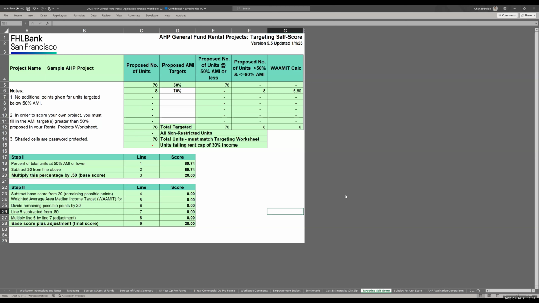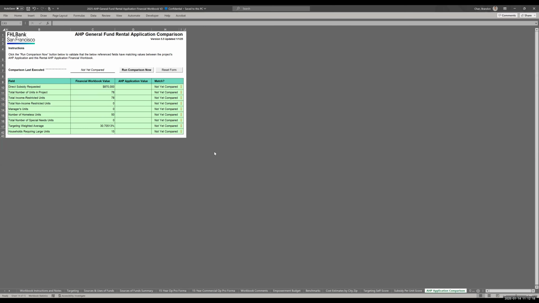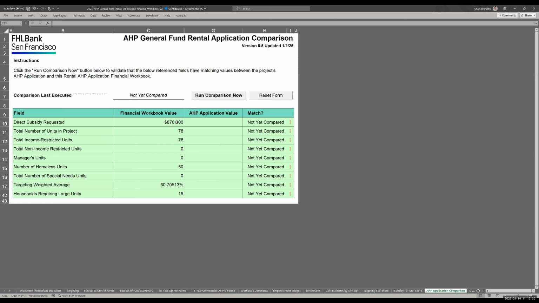Next, we'll look at the AHP application comparison. This worksheet is intended to help you maintain consistency between data in the application and data in the financial workbooks. When you have finished filling out both documents, click the Run Comparison Now button to identify any inconsistencies. If any errors are noted, fix them and run the comparison again to make sure the issue is resolved. That concludes the need for subsidy and project feasibility review segment of the presentation.